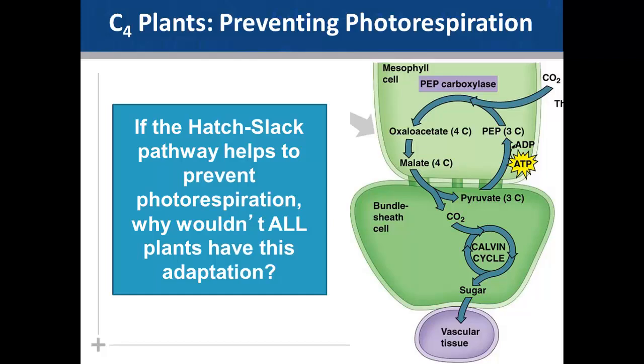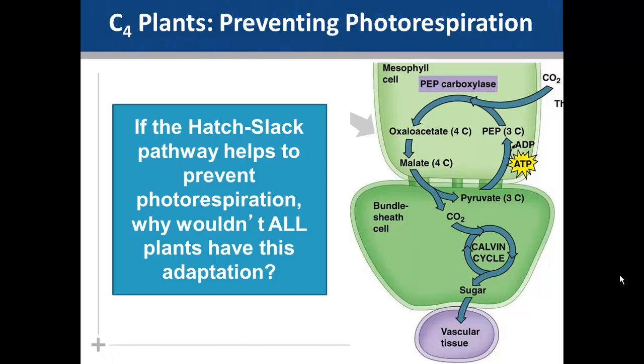If you notice, this conversion of pyruvate back to PEP requires ATP. Now, plants that do C3 photosynthesis don't have to spend that extra energy. Basically, this is a little more expensive of a process to do than C3 photosynthesis. However, if you live in a hot and dry environment, and this is your kind of mechanism to prevent photorespiration and actually produce some sugar, okay, it's probably worth spending that extra ATP.